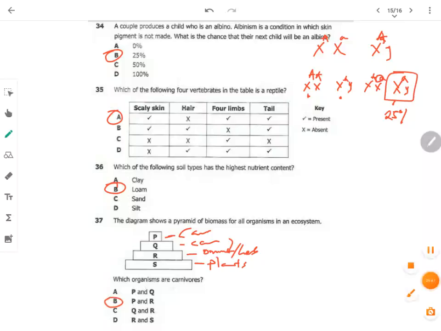Just a correction. In this region we have plants as producers. In this region you have carnivores. Even this stage here you have carnivores. This stage here we have omnivores and herbivores. So we can't have A here, can't have B, but we are going to have P and Q as the answer.